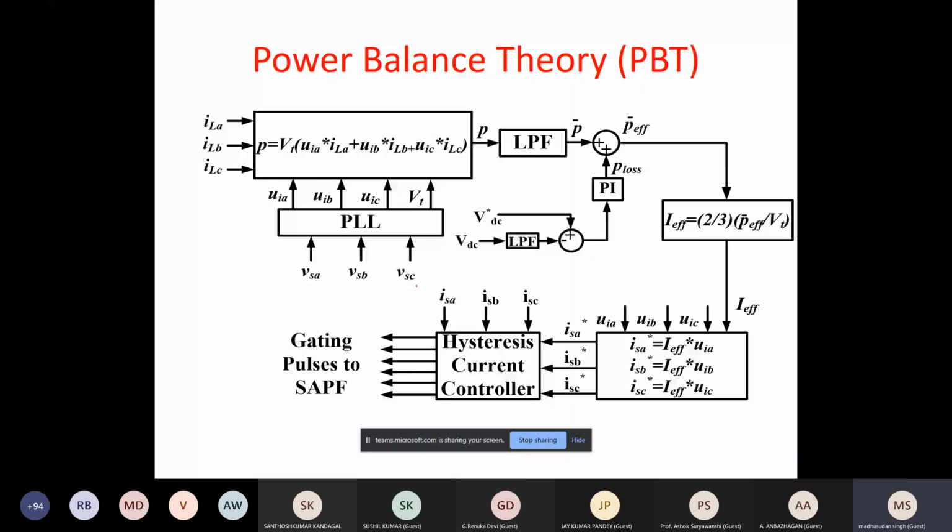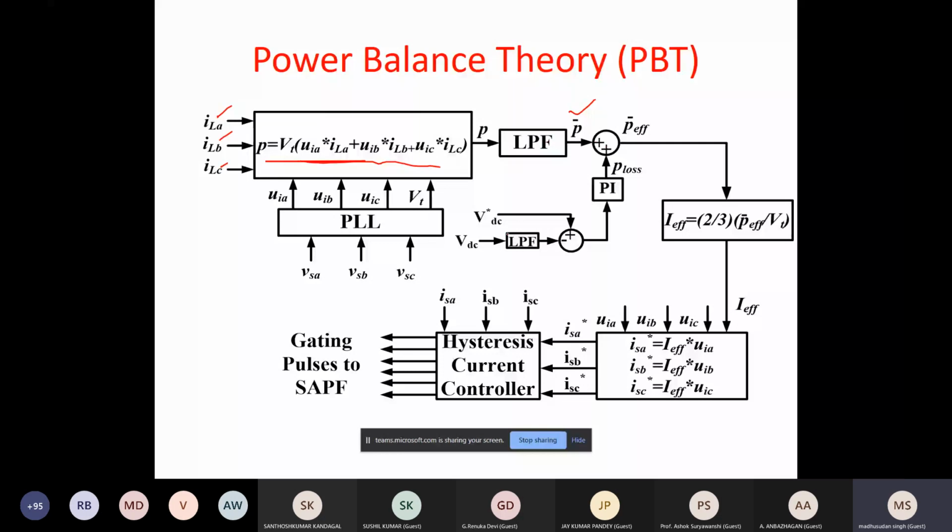In fact, if you know the terminal voltage of your load, the three-phase load current, and the three-phase supply voltage, then the phase A voltage multiplied by phase A current, phase B voltage multiplied by phase B current, and so on, gives the three-phase instantaneous power. If you pass it through a low-pass filter, you will get the average power, the real power.